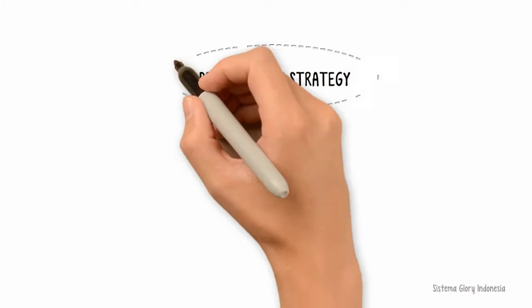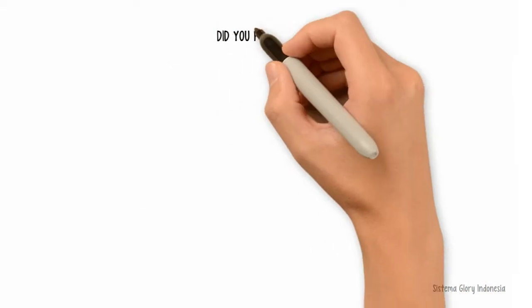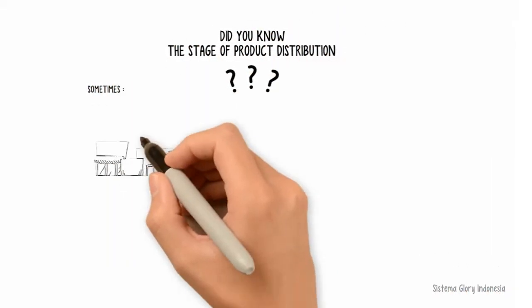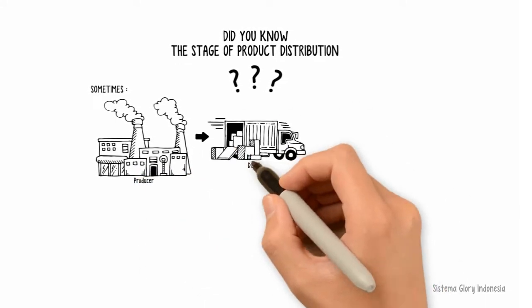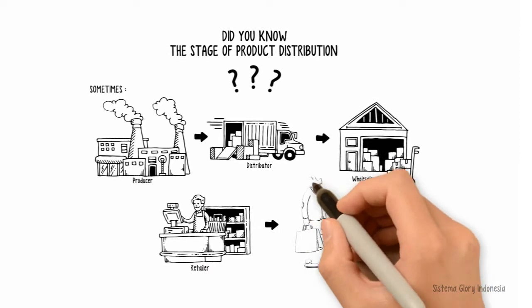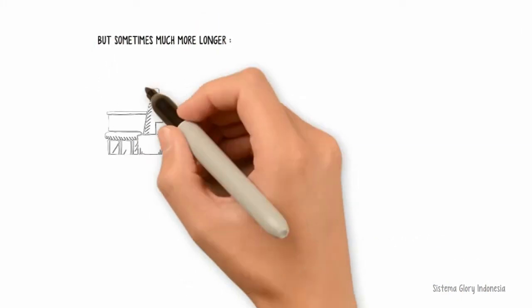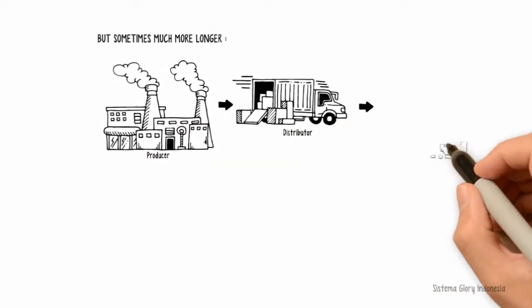The procurement strategy is a way to reduce cost through an open bid system. Did you know product distribution starts from the producer to the distributor, to the wholesaler, then to the retailer, and finally to the end user or consumer? But sometimes it takes a little bit longer than that.